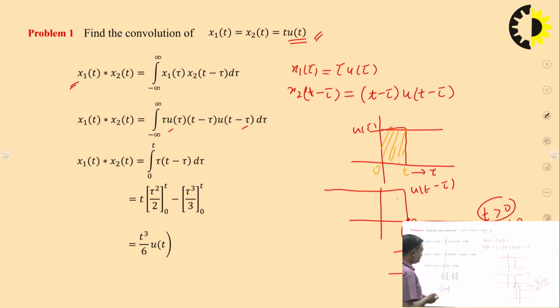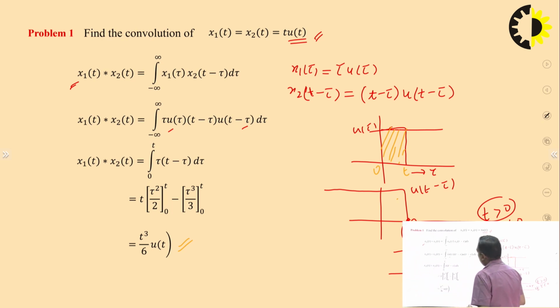Now we will simply integrate it. When you integrate, t is constant and the integration of tau is tau square by 2, with limit from 0 to t, and for the other term it is minus tau square. The integration of tau square is tau cube by 3, and you put the limit 0 to t. When you solve it, you find that the output is t cube by 6 into u(t).